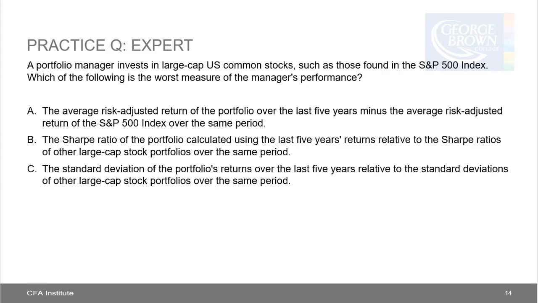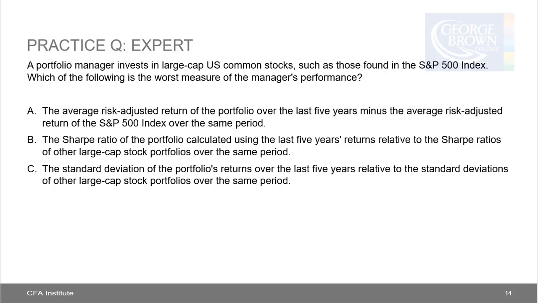A quick practice question to check your understanding. This is at the expert level from the learning ecosystem. The question is: a portfolio manager invests in large cap U.S. common stocks, such as those found in the S&P 500 index. Which of the following is the worst measure of the manager's performance? A, the average risk-adjusted return of the portfolio over the last 5 years minus the average risk-adjusted return of the S&P 500 index over the same period.